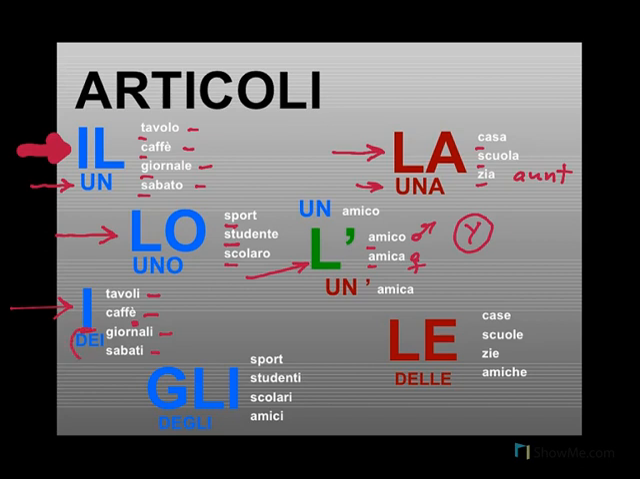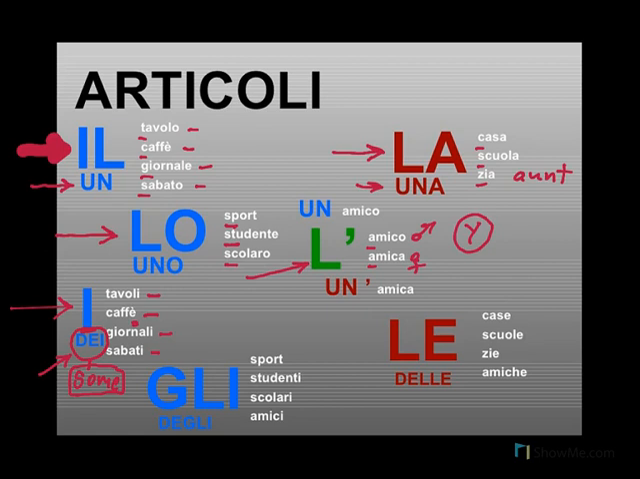The dei is a partitive, it corresponds to English some. It would be dei tavoli, of the tables, dei caffè, of the coffees, dei giornali, of the newspapers, dei sabati, of the or some. So both of them would be acceptable ways of dealing with it.